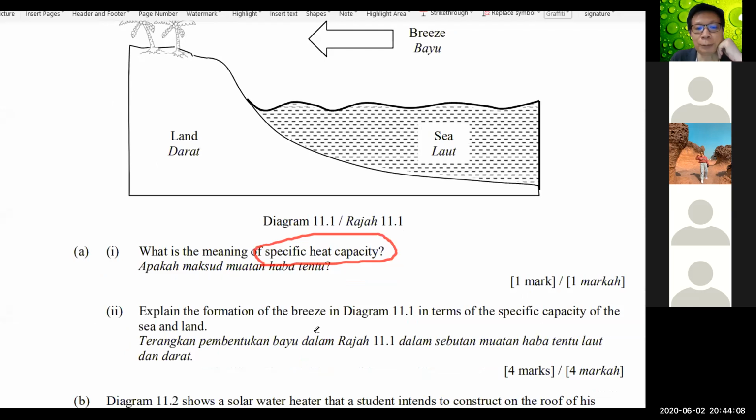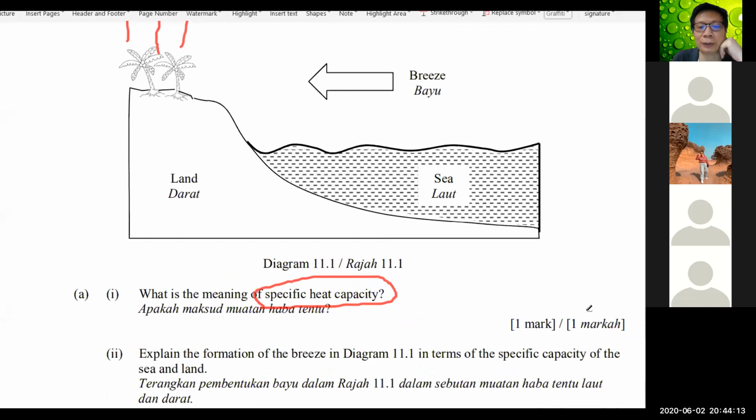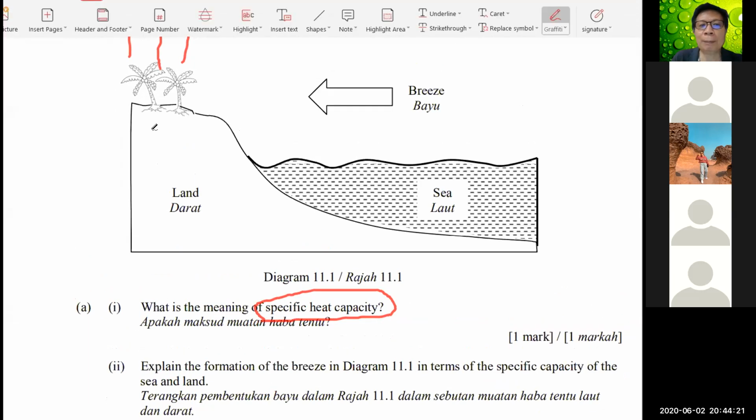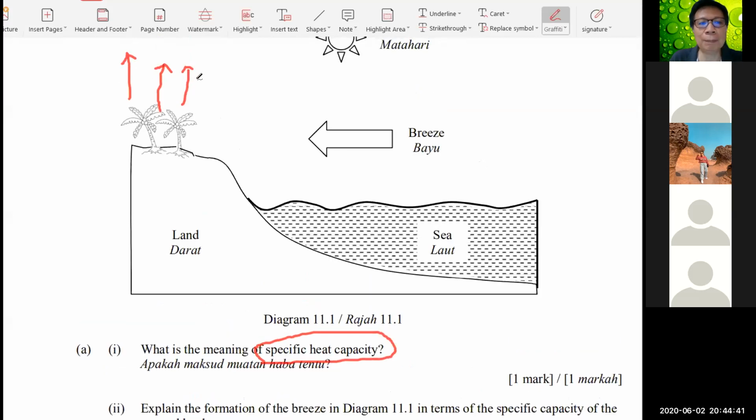Explain the formation of breeze in terms of specific heat capacity. This I told you already just now. In terms of specific heat capacity means like this, you see, sunlight heats up the land and also heats up the seawater. Okay, but the land will get heated up faster. The reason is land has smaller specific heat capacity. Smaller heat capacity material can heat up faster, remember that. So what happens is the hot air rises up because here is hot. So the hot air goes up.